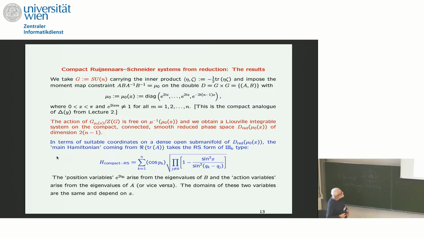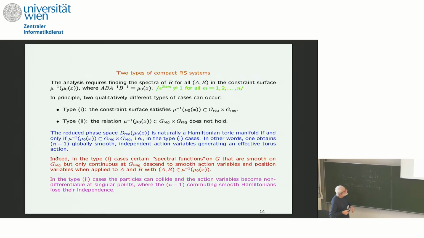And it turns out that in terms of suitable coordinates on the dense open submanifold of this reduced phase space, the simplest invariant function, the real part of the trace of A, is this kind of Ruijsenaars-Schneider form. Then the other variables, the Q, arise from the eigenvalues of the other matrix B. One matrix gives the interesting Hamiltonian, the other matrix gives the particle coordinates, which are also supposed to be an Abelian Poisson algebra.